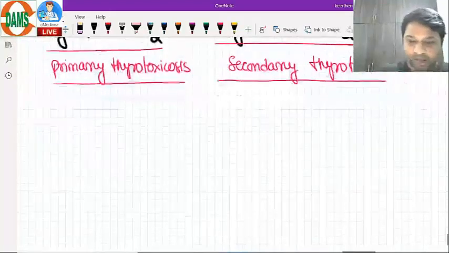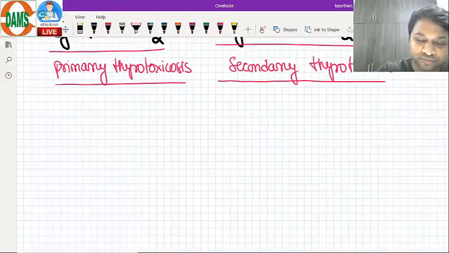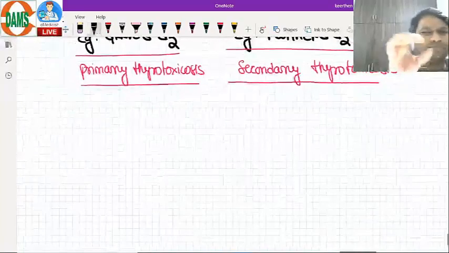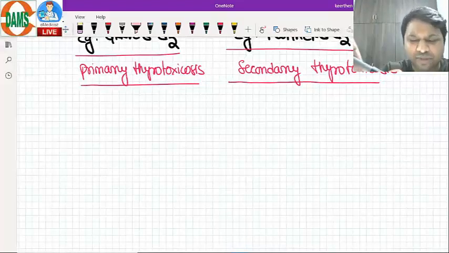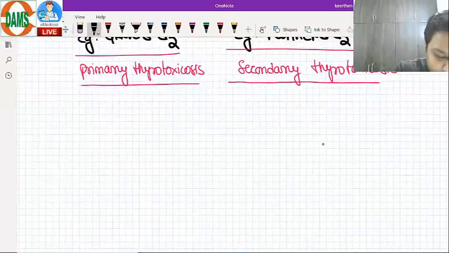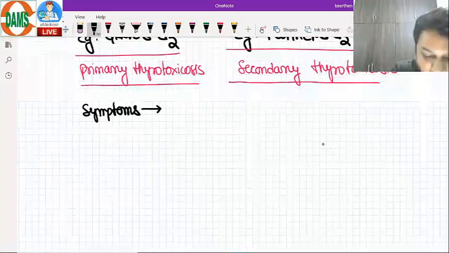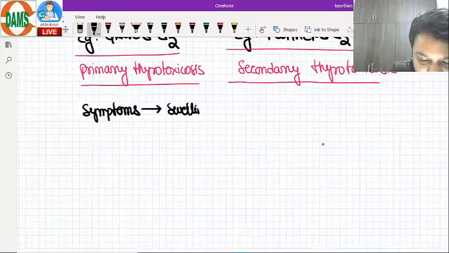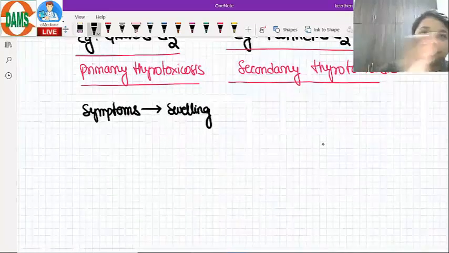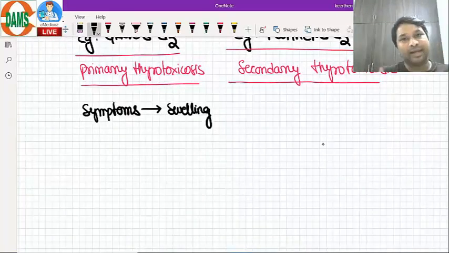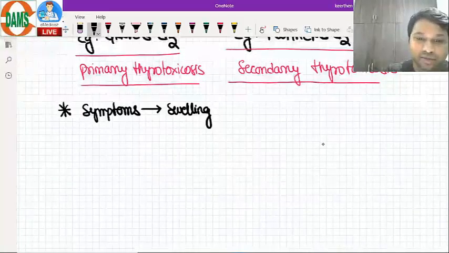Now let's talk about primary thyrotoxicosis and secondary thyrotoxicosis. When I say primary and secondary, what is the major difference? The explanation is pretty simple. If you have symptoms of toxicosis first, followed by development of swelling, meaning the toxic symptoms come first and the swelling comes later, symptoms followed by swelling, such a case is called primary thyrotoxicosis.